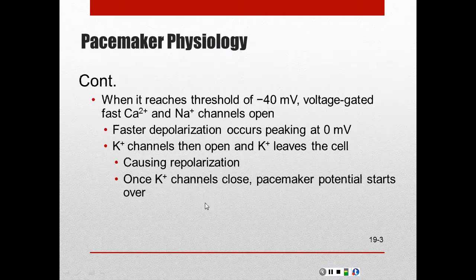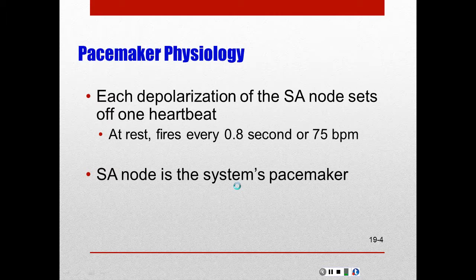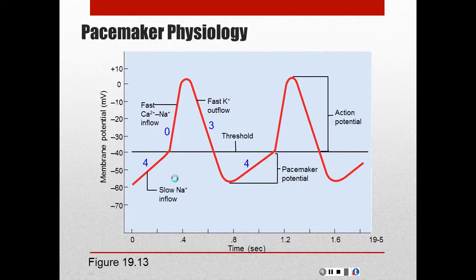Okay, so when the pacemaker potential reaches approximately negative 40 millivolts, the voltage regulated fast calcium sodium channels begin to open, and then both of the ions in the extracellular fluid are going to flow in. Now this produces the rising phase of this action potential. So let me see if I can get to that slide for you guys. You get a visual. Here we go. A visual of what is actually occurring.